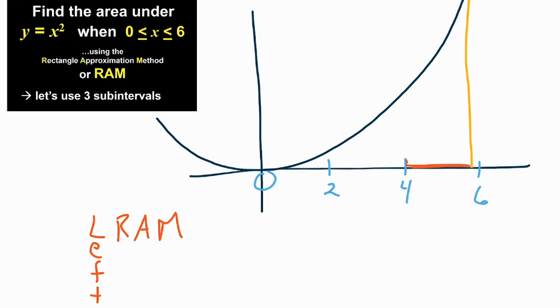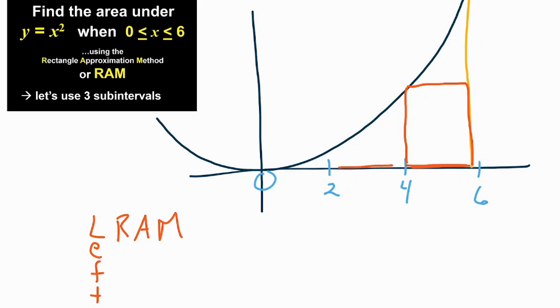Now, when I use the x value of 4 to meet the parabola to create my y value, I see that my rectangle is going to be of this orientation. So that rectangle, you might say, is drawn from the left or using the left of my interval.